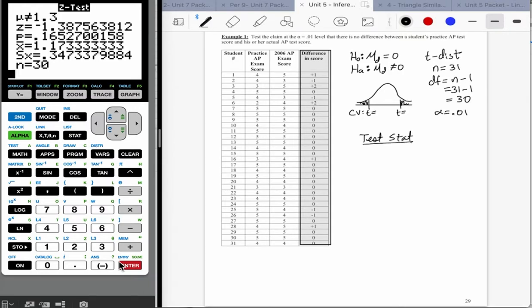That's going to be t equals, same setup as the z distribution, x bar minus mu over s over the square root of n, but this is specifically for the difference in scores. So d's as subscripts. And then from there we need a p-value and a conclusion.